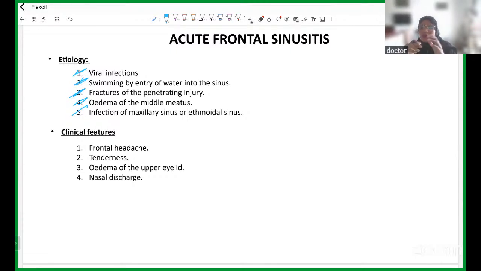It is usually also known as office headache because at midday the patients are in the offices, right? So they tell you that I get frontal headache only when I'm in office, because of its presence only during the office hours. It is also known as office headache.